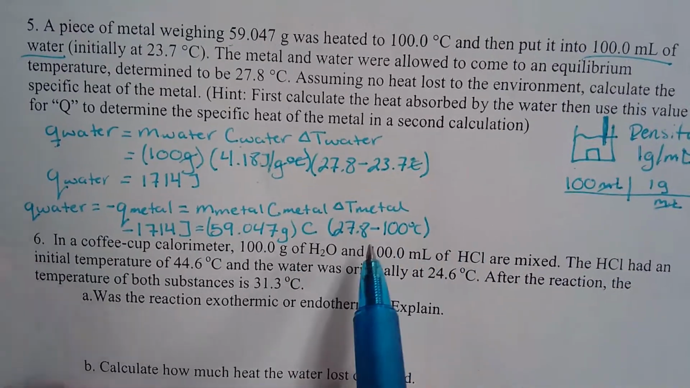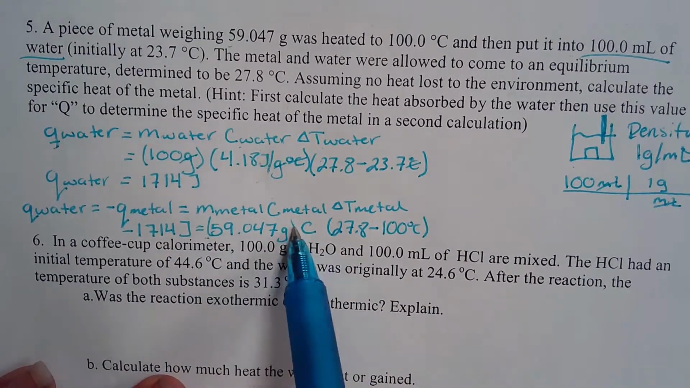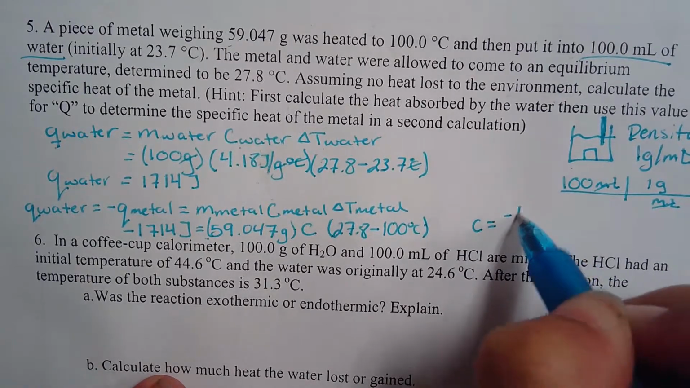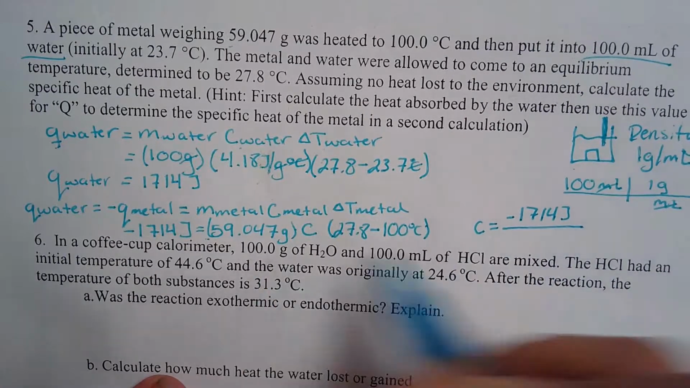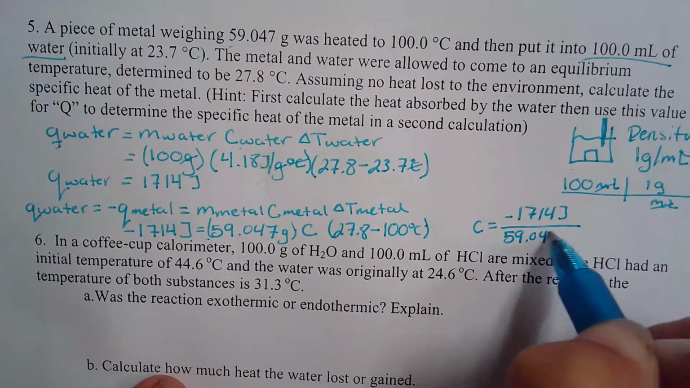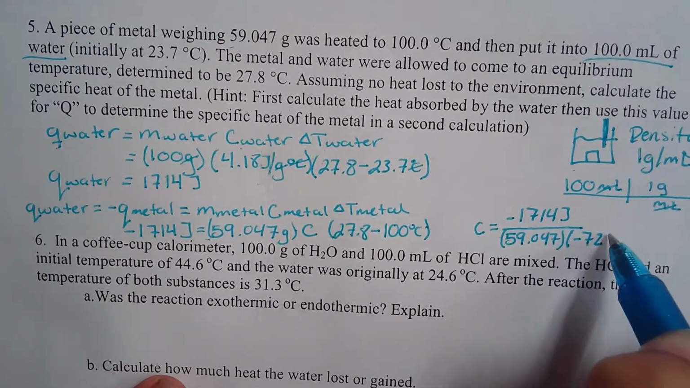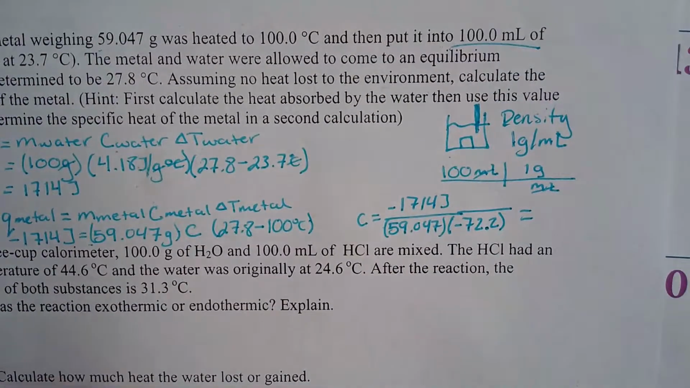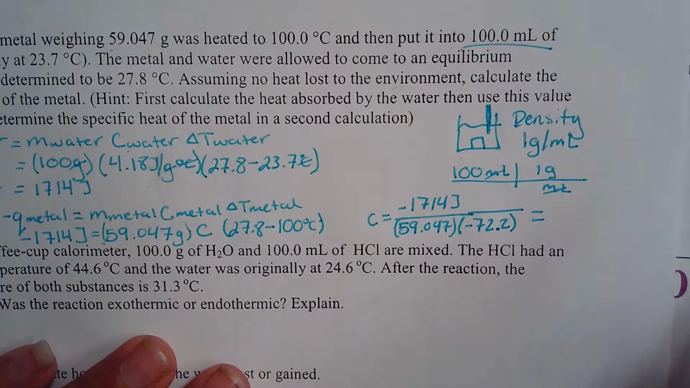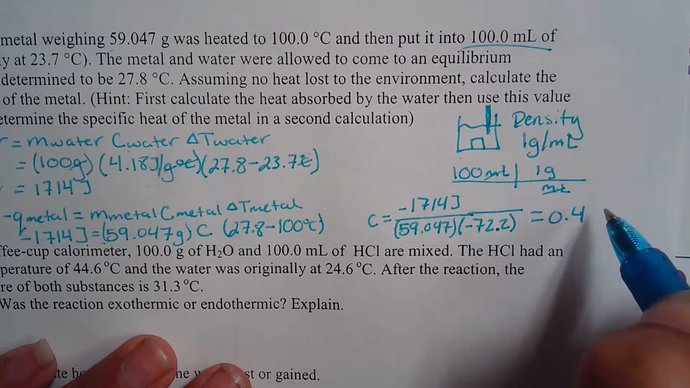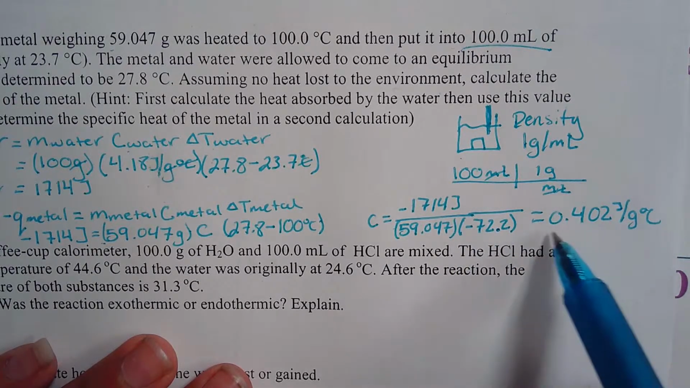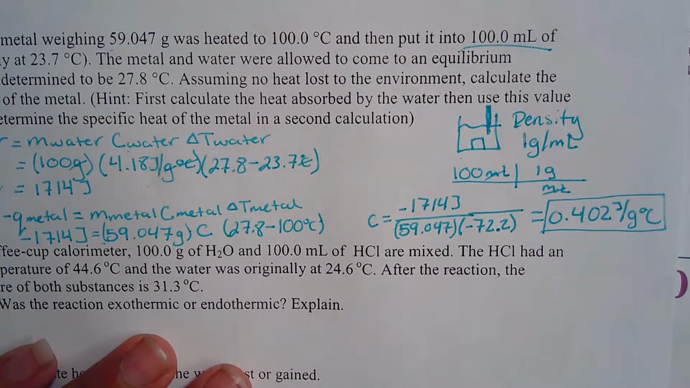Okay, we want to rearrange the equation to solve for C. So what we have to do is divide both sides by 59.047 times your delta T here, which was negative 72.2. So C is equal to negative 1,714 joules divided by 59.047 times your delta T, which is negative 72.2. So your specific heat of the metal ends up being 0.402 joules per gram degrees Celsius. Our negatives cancel out, we end up with a positive value for our C. So that's our specific heat of the metal.